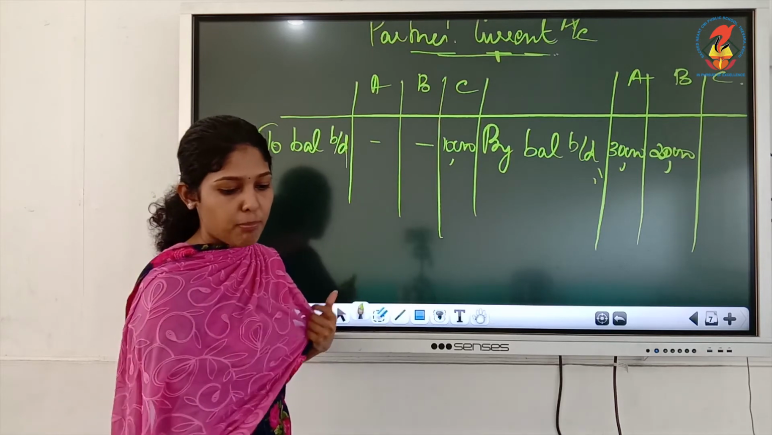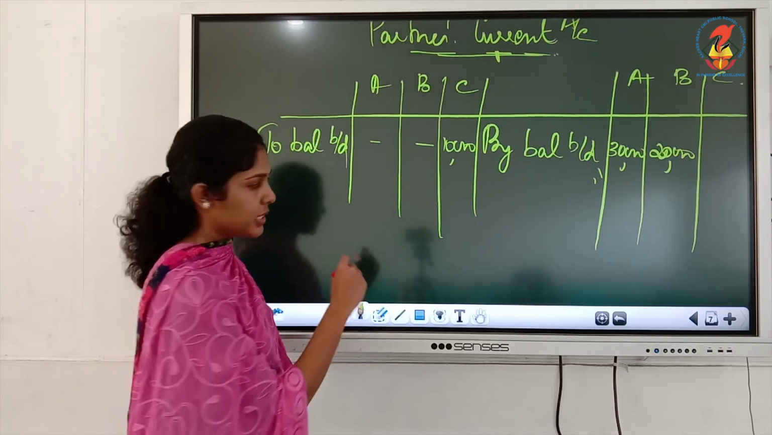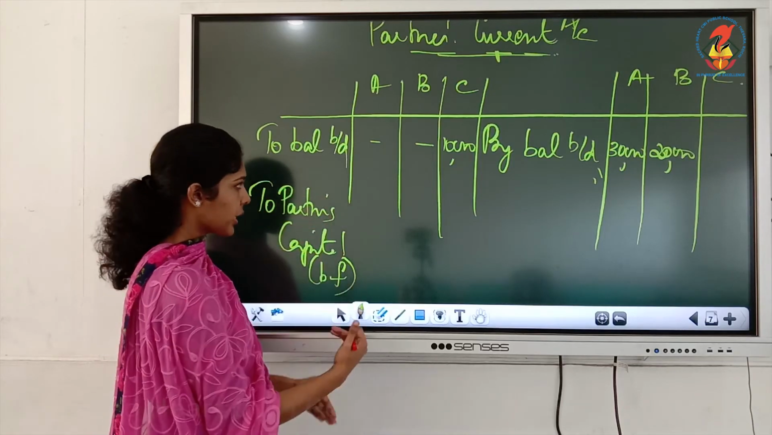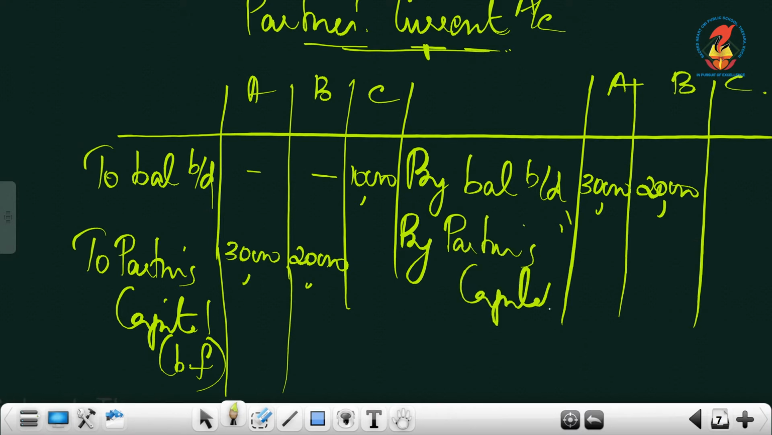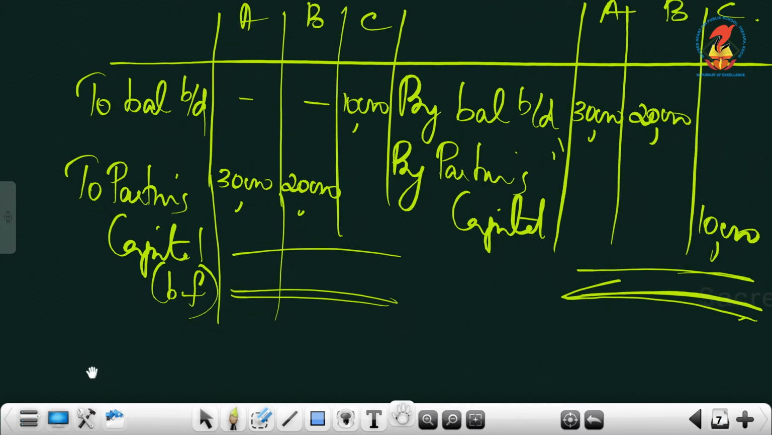You find the balancing figure now. Balancing figure will transfer to partners capital. So for A and B, this is the balancing figure. We can't write to balance carry down because there is no balance sheet. So transfer it to capital account. So it is 30 and 20. Then here it is by partners capital. It is 10,000 here. Now you can close your current account and start preparing.